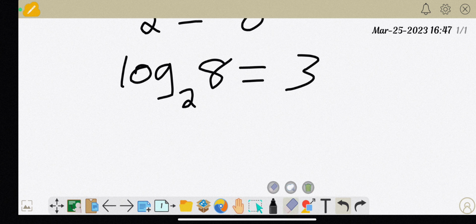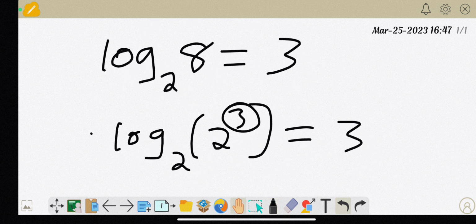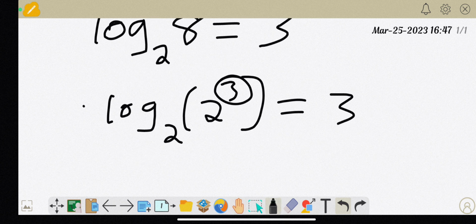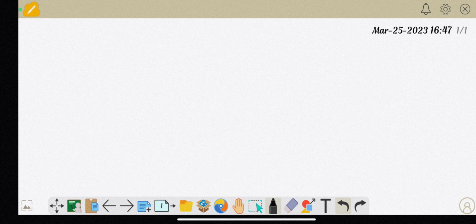It is something like this: log base 2 of 2 to the power 3 gives me the power, whatever I have. Like this it works. So what is a logarithmic function? Let's see its definition. For the logarithmic function, let b be greater than 1. Here b means the same thing we saw in the exponential function.